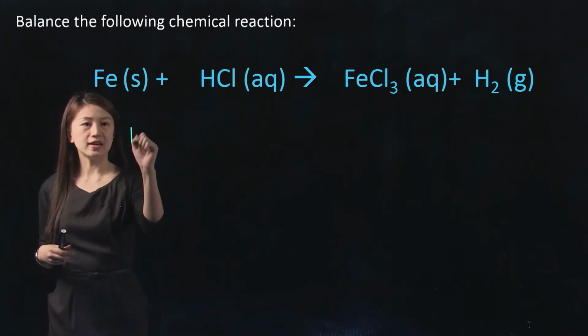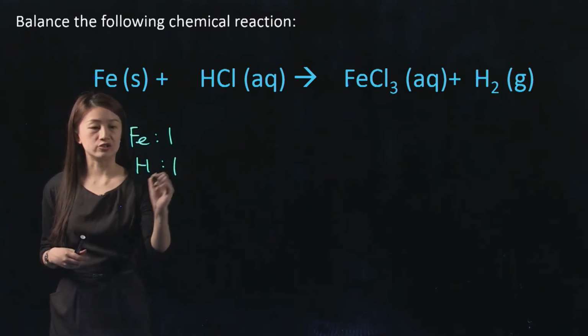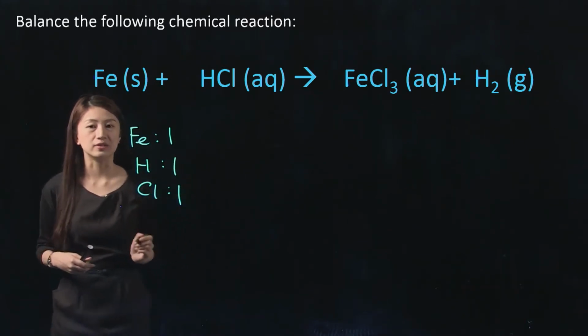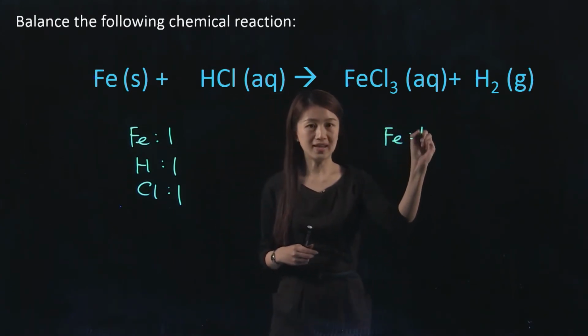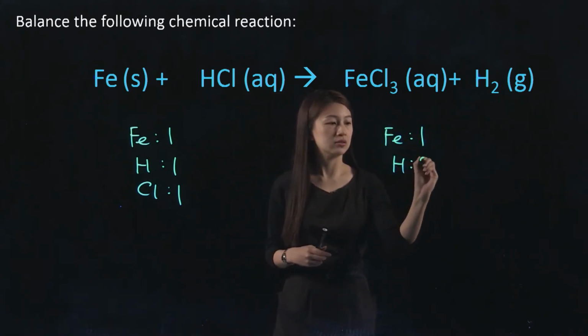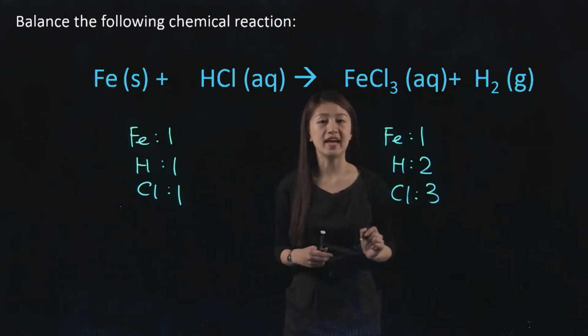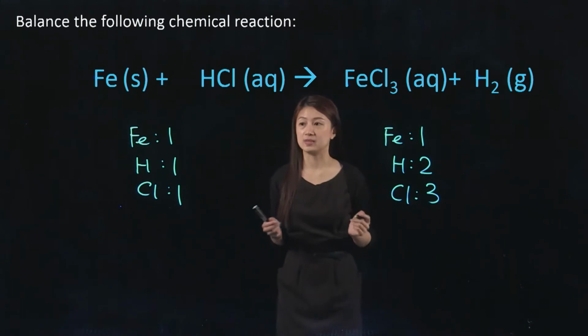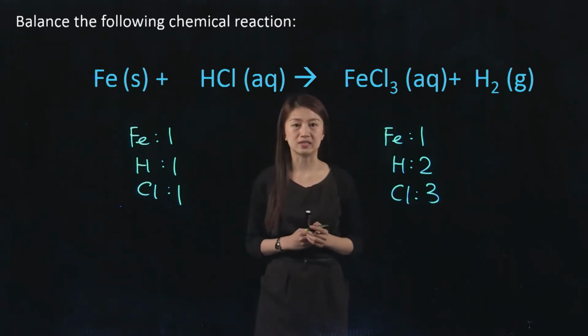On the reactant side, we have 1 iron, 1 hydrogen, and 1 chlorine. On the product side, we have 1 iron, 2 hydrogen, and 3 chlorine atoms. Now, since iron is balanced, the next step is to balance hydrogen and chlorine atoms.